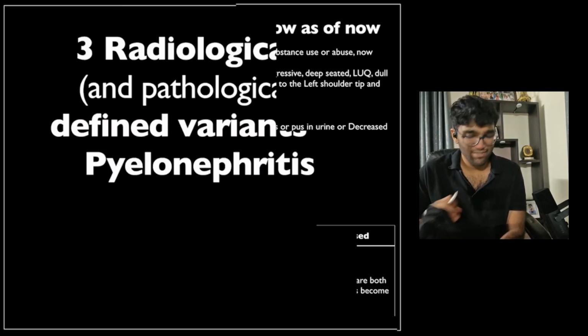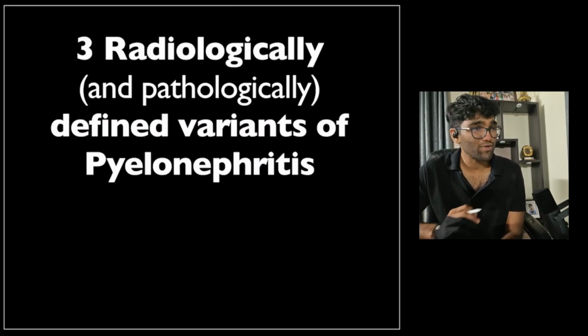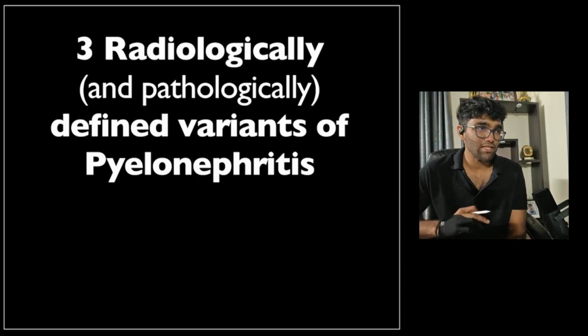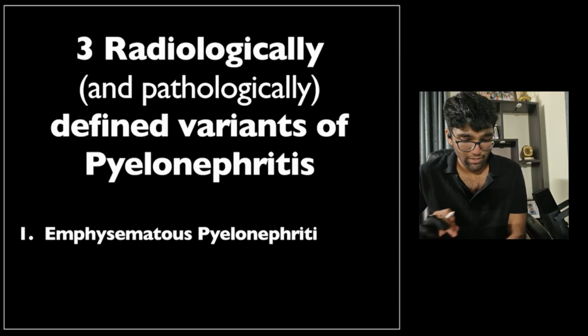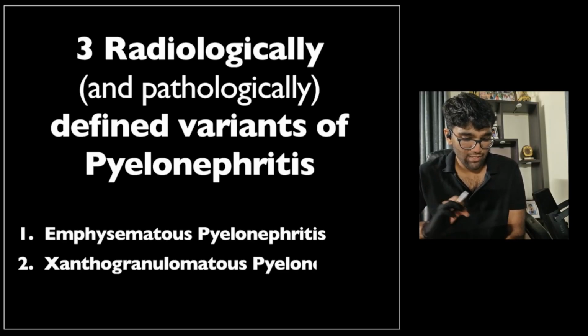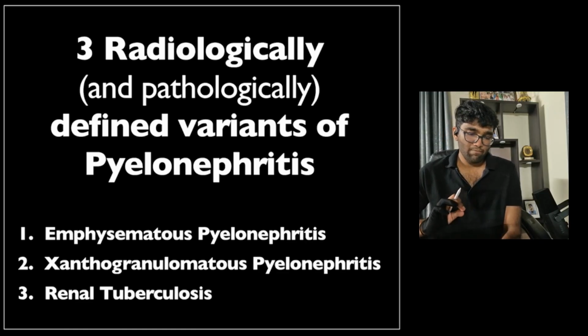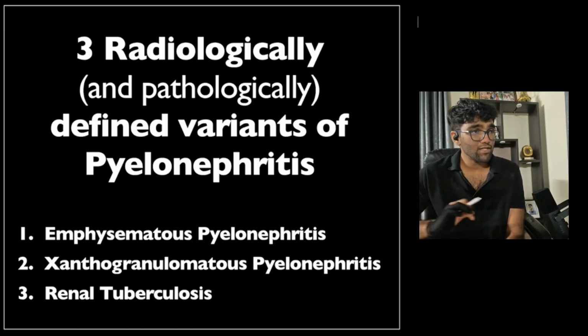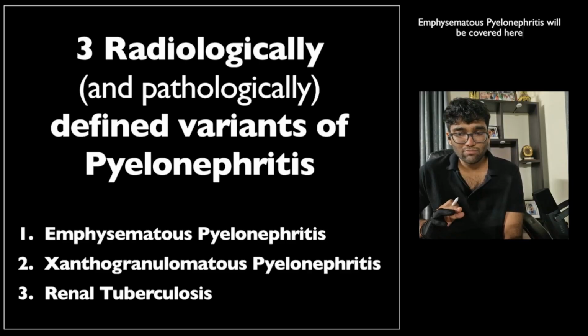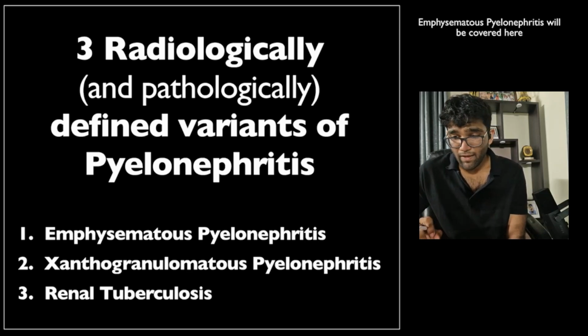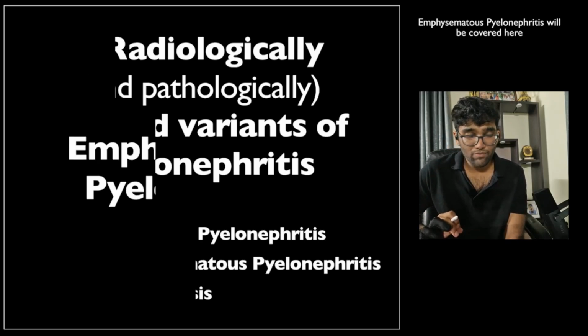However, I have a special topic to discuss, that is there are three radiologically and therefore pathologically defined variants of pyelonephritis. Okay, one is emphysematous pyelonephritis, the second is xanthogranulomatous pyelonephritis, and the third is renal tuberculosis. Xanthogranulomatous pyelonephritis and renal tuberculosis are actually chronic diseases, so they usually produce chronic poorly localized pain, so I'm going to be discussing them there. Emphysematous pyelonephritis will be covered here, so we'll get into that.